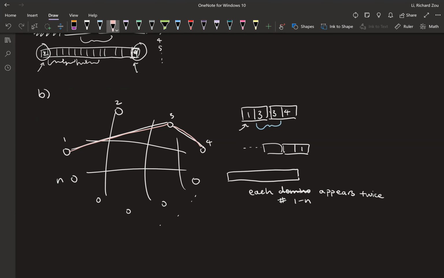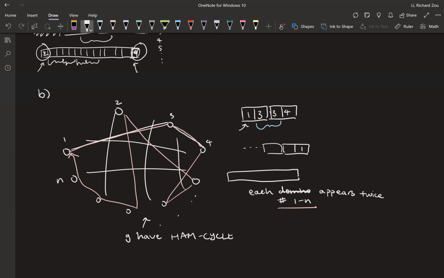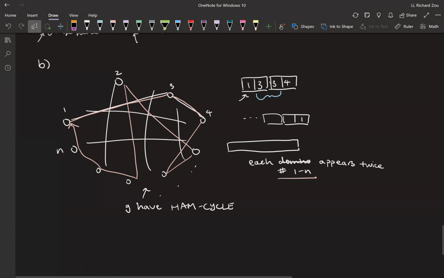So again, how does this appear on our graph? Well, this is essentially saying this is a path that visits every single node. We use every single number exactly once, and it returns back to our first number. And this is essentially saying, does this graph have a Hamiltonian cycle? And we know the whole NP-complete thing.